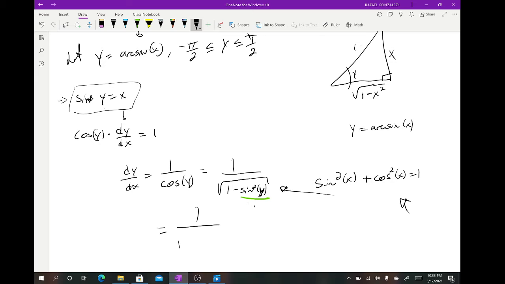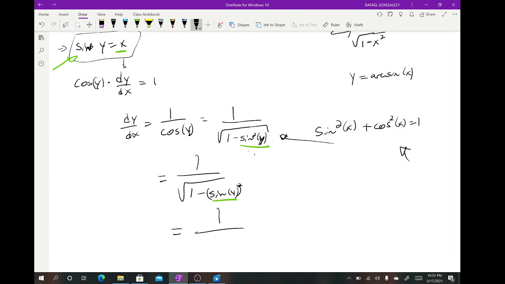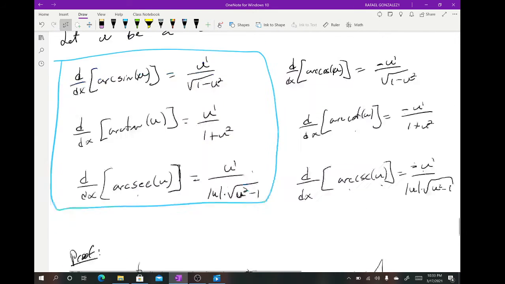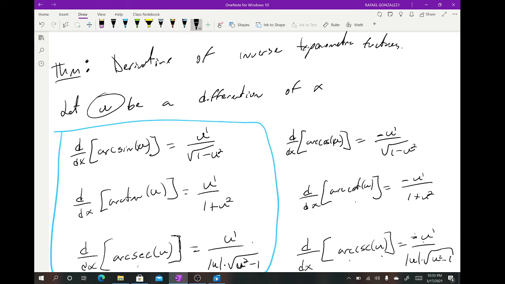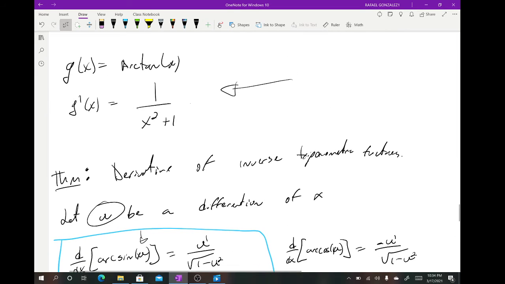So before I do that, let me just rewrite it so you can see what's going to happen. So we have 1 minus sine of y, the whole thing squared. Now I'm going to substitute x in place of sine of y, because that is what x is equal to. So this is 1 over the square root of 1 minus x squared. Now, because we are talking about a u being our input for our sine, and u is given to us as a differentiable function.